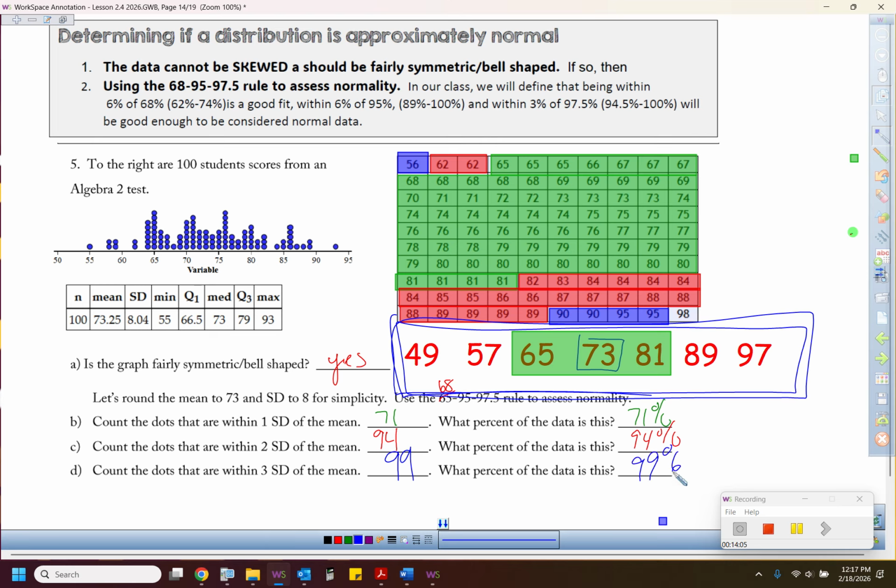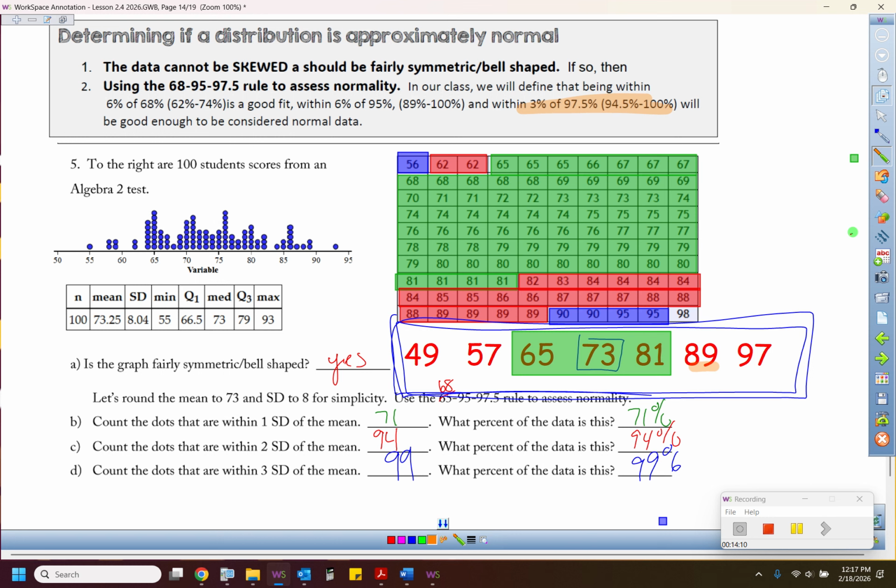To be within 3 standard deviations of the mean for this rule, you have to be very close to 97.5%. So between these 2 boundaries, because I didn't even go over 100% because it's impossible to go over 100%, does 99% fit between those 2 numbers right there?